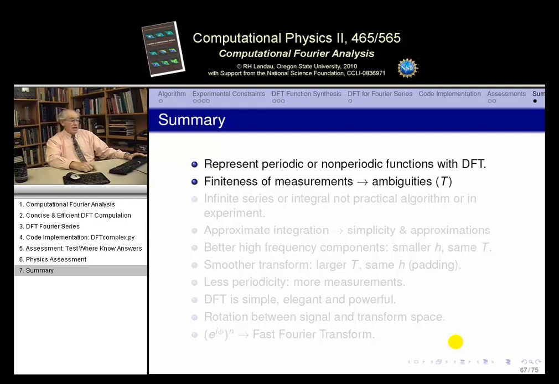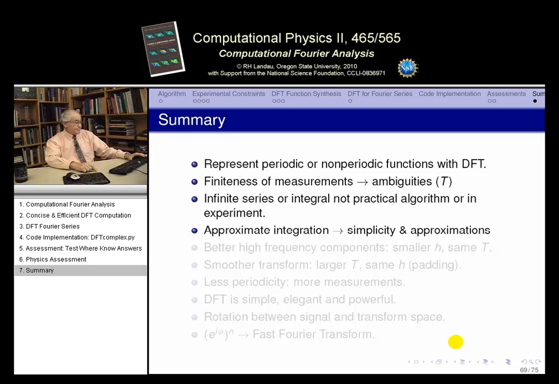Due to the finite number of measurements, there are certain ambiguities, and that's what I hope you've learned from this lecture, or these lectures, even though you've seen Fourier transforms before. Because an infinite series is not possible on a computer, or an infinite continuous integral is not possible, we only have finite sums, and that leads to approximations. And that's the limit, but it's also the art of applied mathematics.